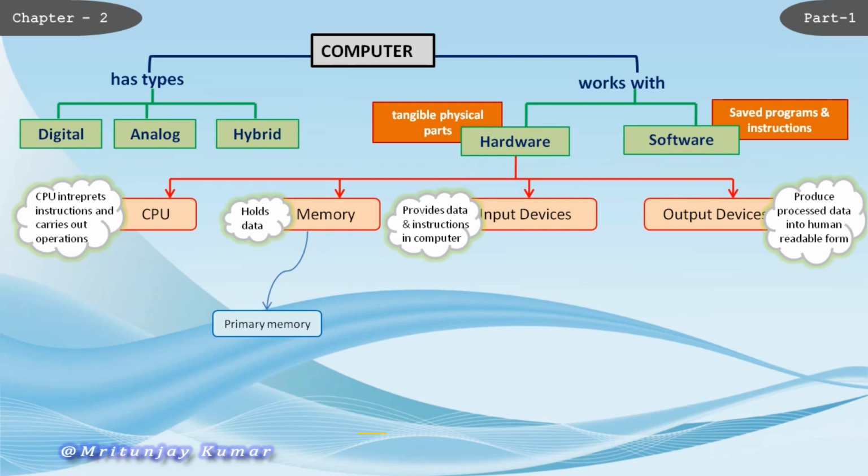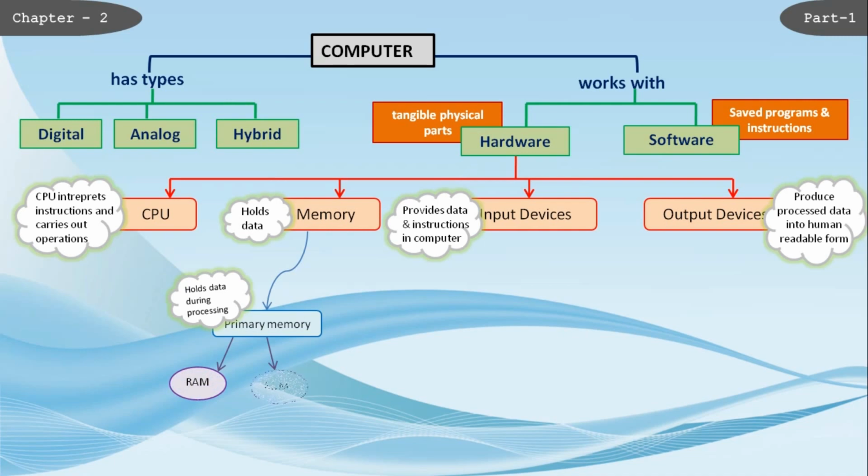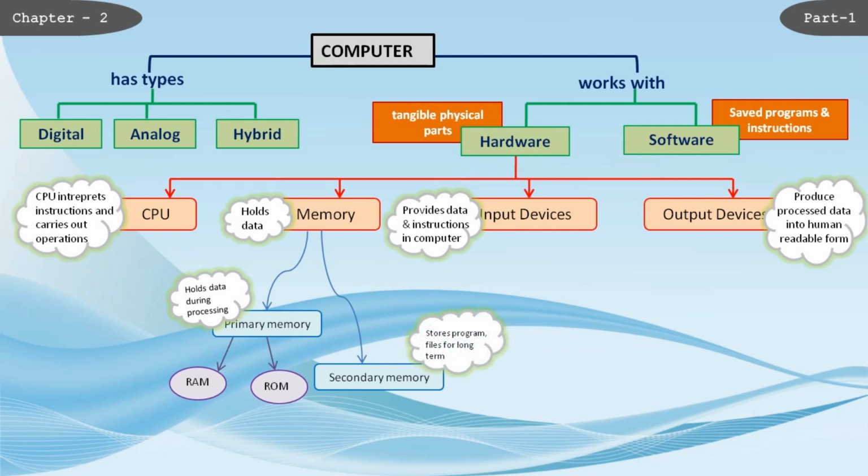Now the memory, as we all have learned in lower classes, is of different types. The first is primary memory, that holds the data during processing. It is again of 2 types, that is RAM and ROM. There is another type of memory, that is secondary memory, that stores the programs and files for the long term, that is a permanent memory. Examples of these secondary memories are hard disks, CDs, DVDs, pen drives, etc.